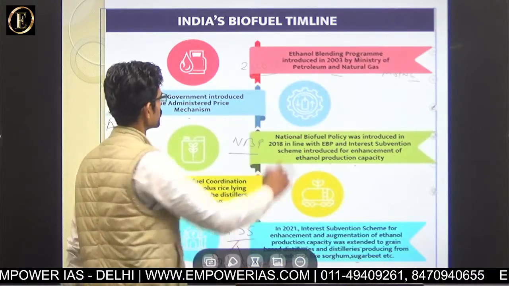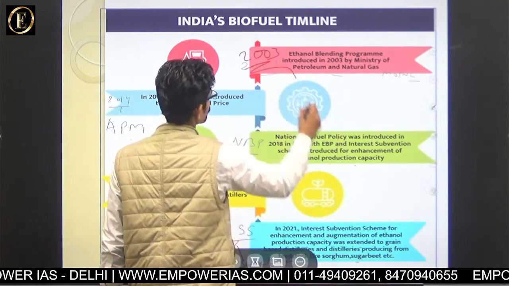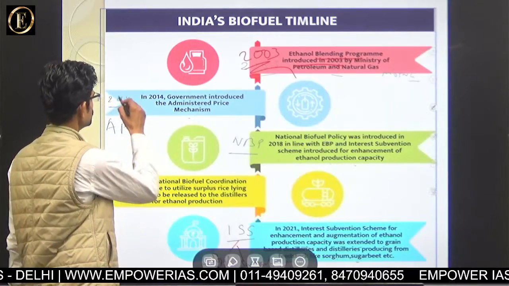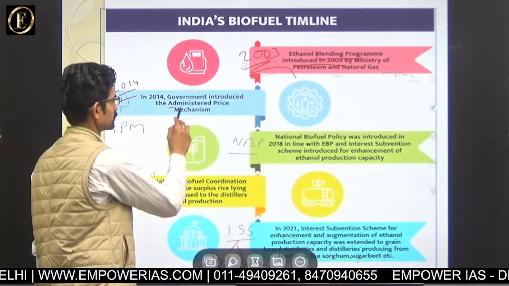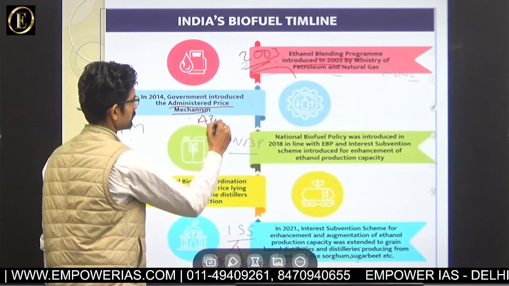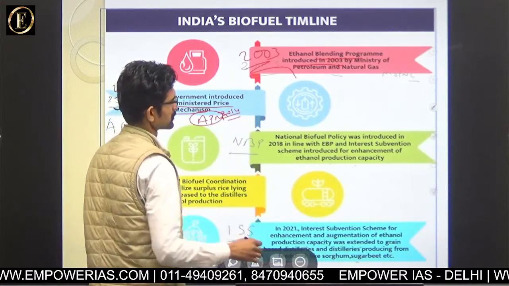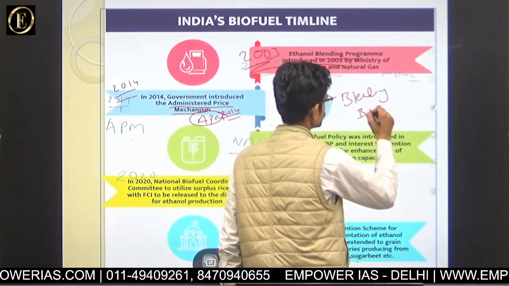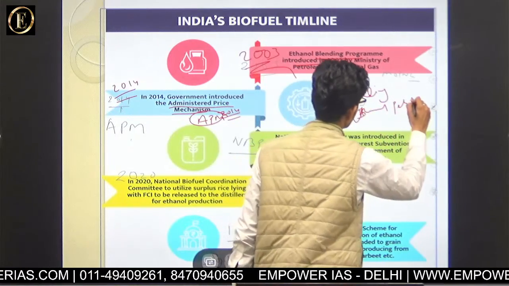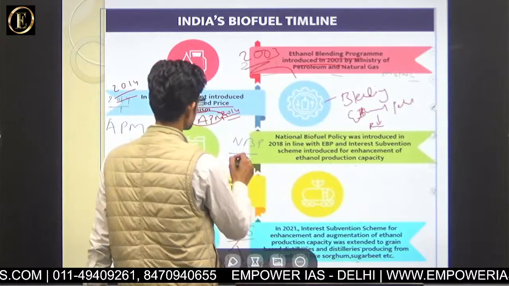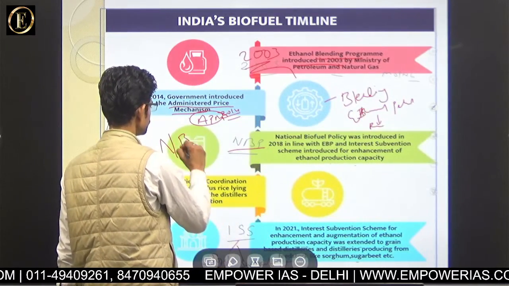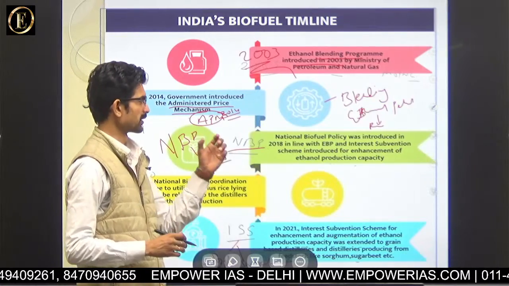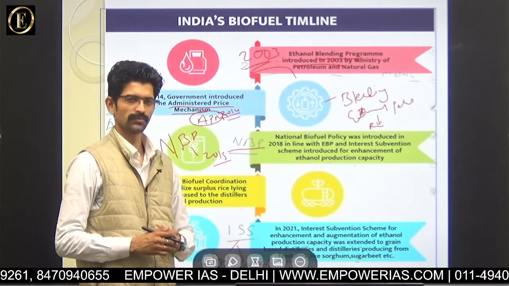Now, the Ministry of Petroleum and Natural Gas in the year 2003 proposed the ethanol blending program. Then second, in 2014 the government introduced the administered price mechanism. APM mechanism आ गया था 2014 में, which again goes for blending of ethanol into petrol to reduce the emission. Then in the year 2018, the National Biofuel Policy, which shows that ethanol blended petrol has an interest subvention scheme for enhancement of ethanol blending capacity.